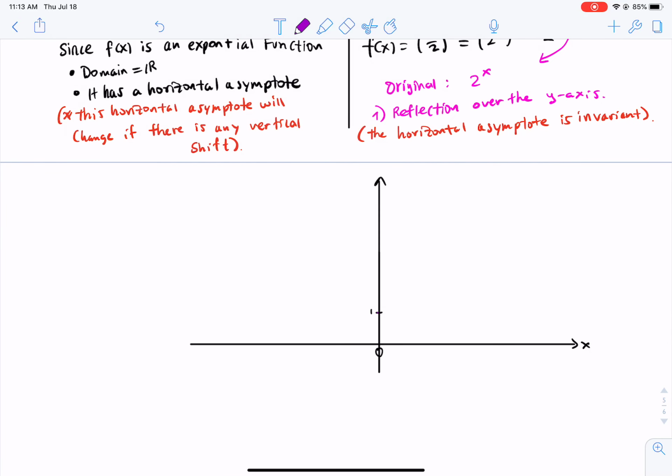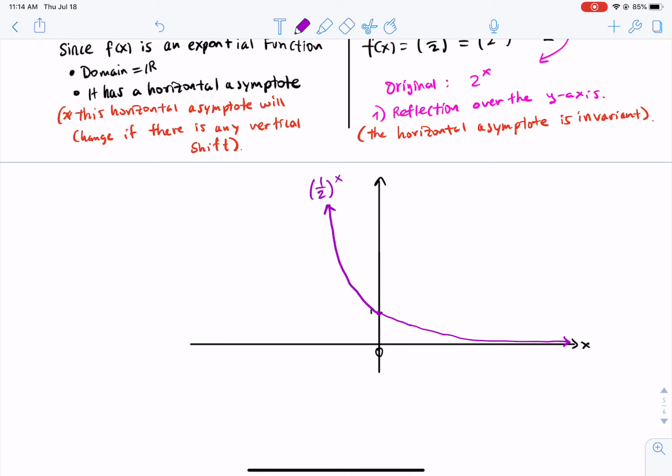Now, before this it will look like this, and after this it will look like it's settling down, like this. But it never ever gets to be equal to 0. You're just getting closer and closer to 0 with every step. So this is the graph of 2 to the negative x, or 1/2 to the x.